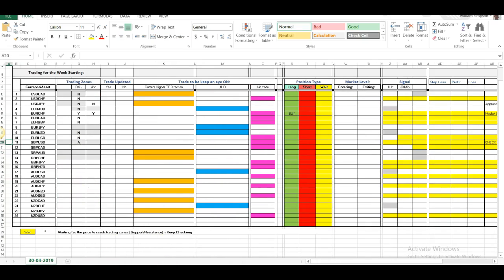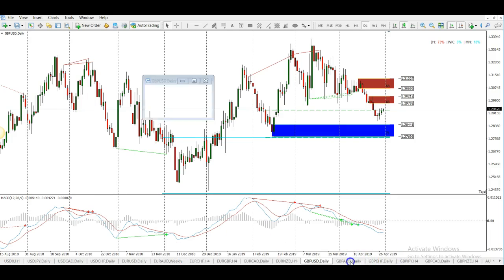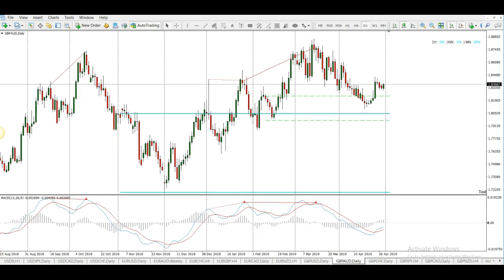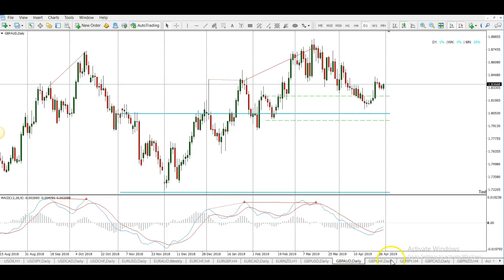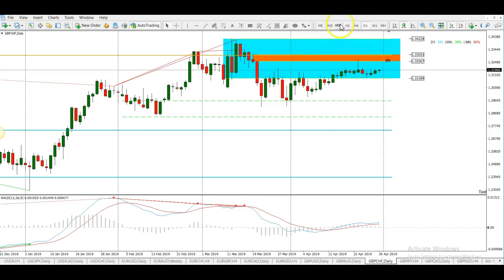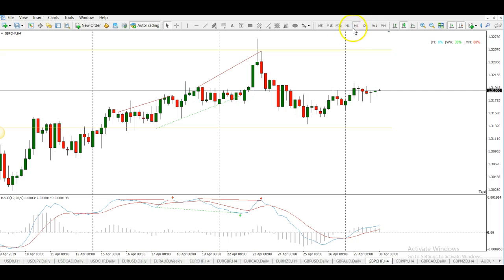Okay, next one, British pound Aussie. Okay, nothing on the daily in it. We'll just fill that in. British pound daily in the Swiss franc. Daily 4-hour. Nothing on it.